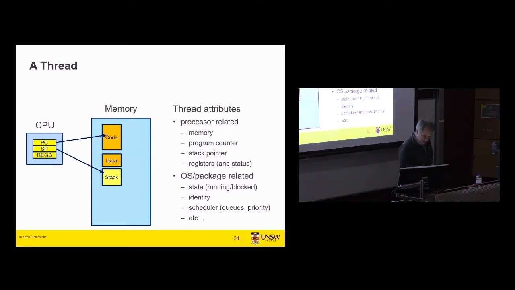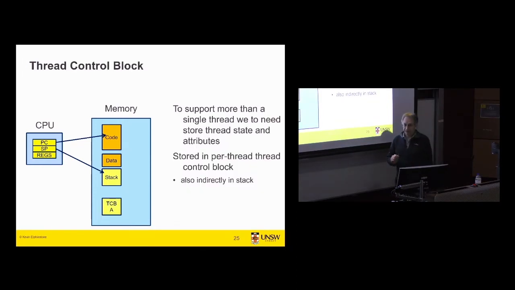Given that we can synchronize, we may be in a running state or blocked. We may have the idea of thread IDs that we can switch between and manage. We've got schedulers that may have queues and priority. And so we will have this idea of a thread control block, per thread, that keeps track of this information relating to the thread.